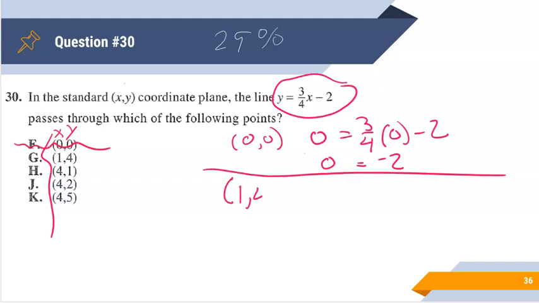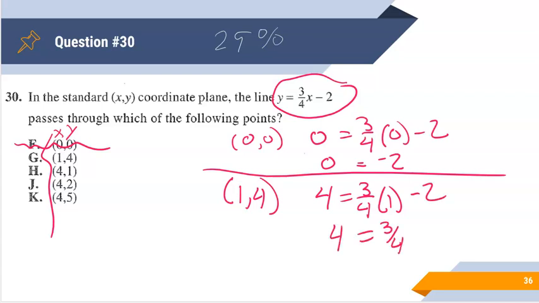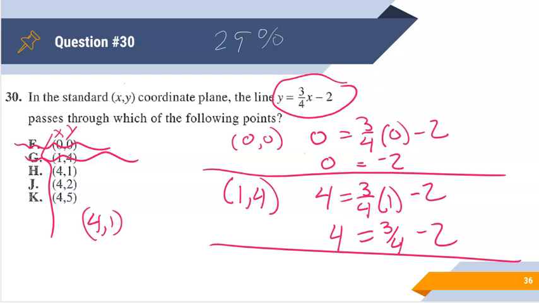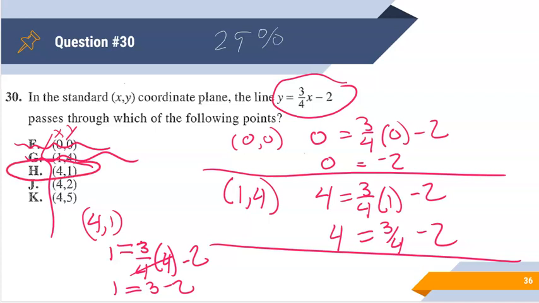Let's try out the next number, 1, 4. That means the y value is 4 when the x value is 1. So we have 4 equals 3/4 take away 2, which is definitely not equal to 4, cannot be letter J or G. Let's try out 4, 1. That means the answer is 1. When we put in a 4, we have 1 equals 3 subtract 2. That is in fact true. Our answer is choice H. We just get that by plugging stuff in.